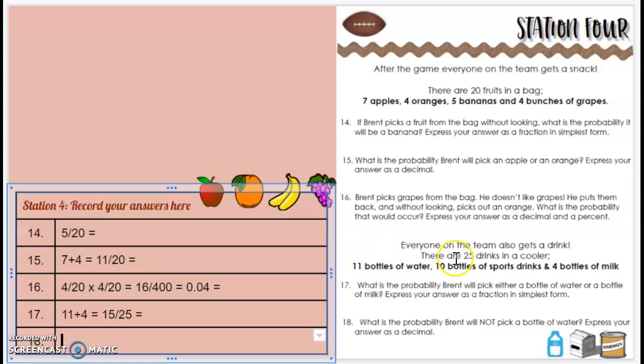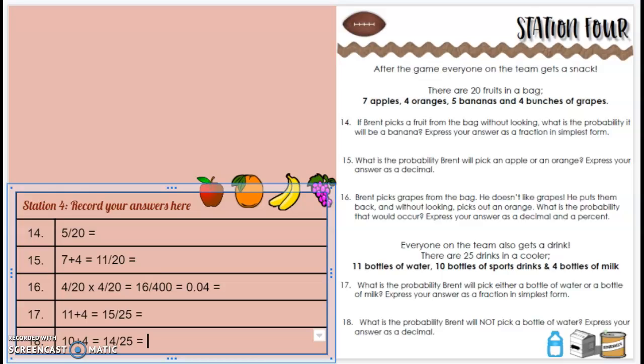So not the water, so we need to add the others up. 10 plus 4 equals 14 over, we still have 25 items, and we need to express that answer in the form of a decimal. So you're going to do 14 divided by 25 and put your answer down there, and then you are done. You are then done with all of the stations.